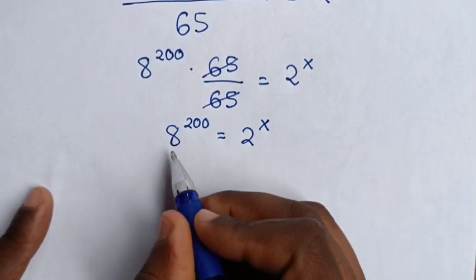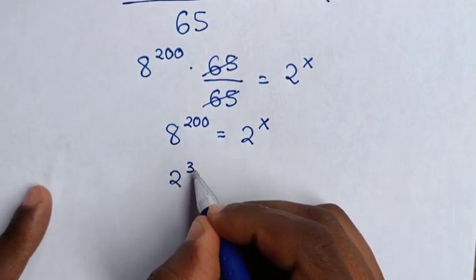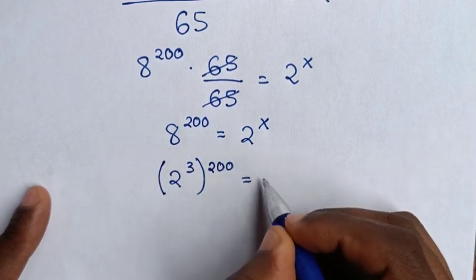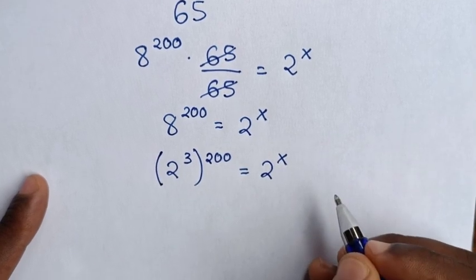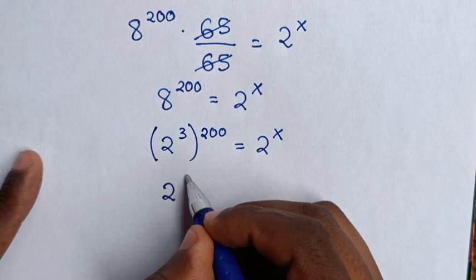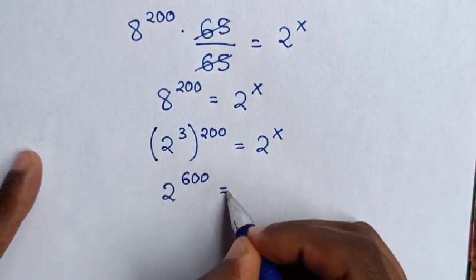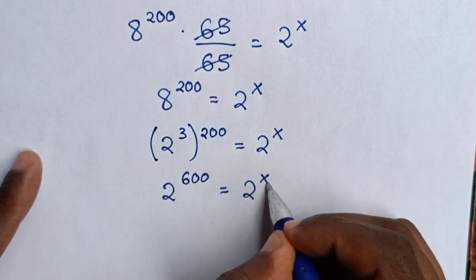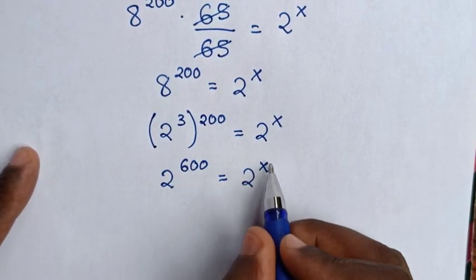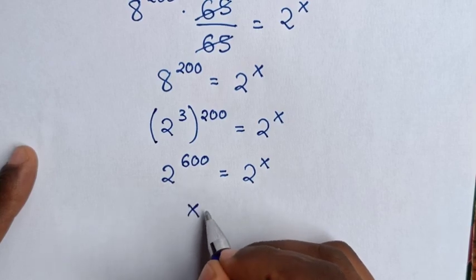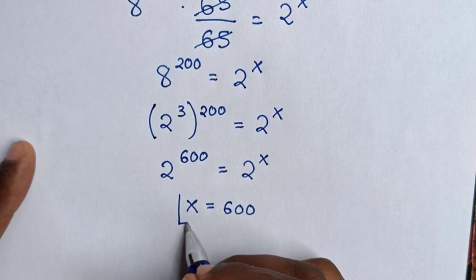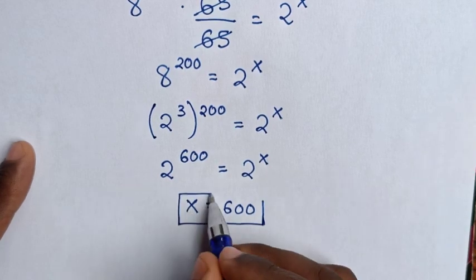Now, from here, 8 is same as 2 power of 3. Then bracket power of 200 is equal to this 2 power of x. Then it will be 2 power of 3 times 200 is 600 is equal to this 2 power of x. Now, in here, we have same base of 2. So we'll compare these powers. Then it will be x is equal to 600. Therefore, this is our final answer.